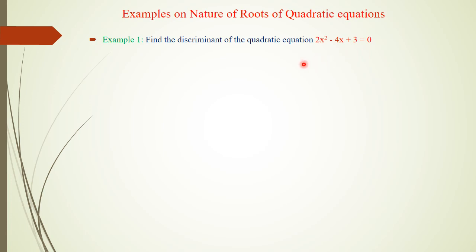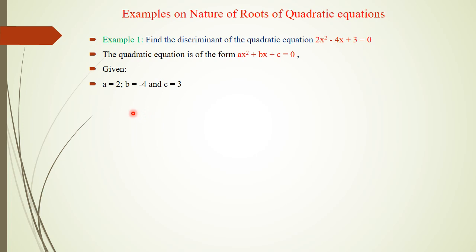In order to get the nature of the roots of the quadratic equation, first I will note down the standard form of a quadratic equation, that is ax square plus bx plus c equal to 0. Comparing this standard form with the given quadratic equation, I'll note down all the coefficient values. Coefficient of x square is a, that is equal to 2, coefficient of x is b, that is minus 4, and constant term c is equal to 3 here.